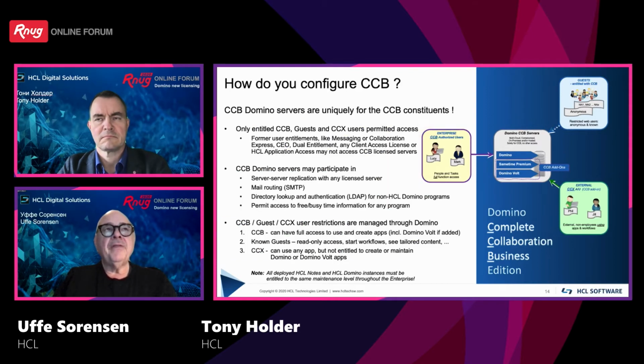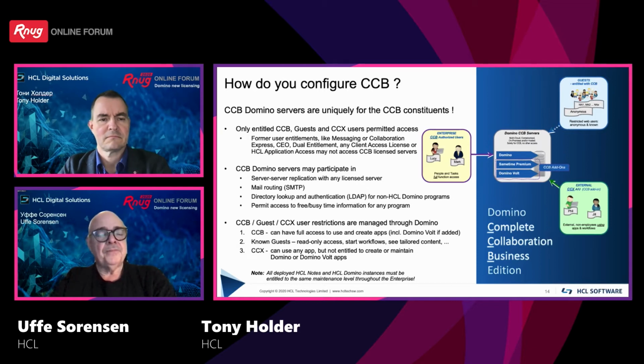So, configuring the CCP. A couple of things are important to understand, which were also true for some of the earlier licensing models that IBM had introduced. For the Domino servers running under CCP, if you have, say, 10 CCP users, you can set up any volume of Domino servers you want to serve those 10 users. But only the CCP users, guest users, known guests, and CCX users are permitted access to the servers, because it is the CCP users that pay for the servers.